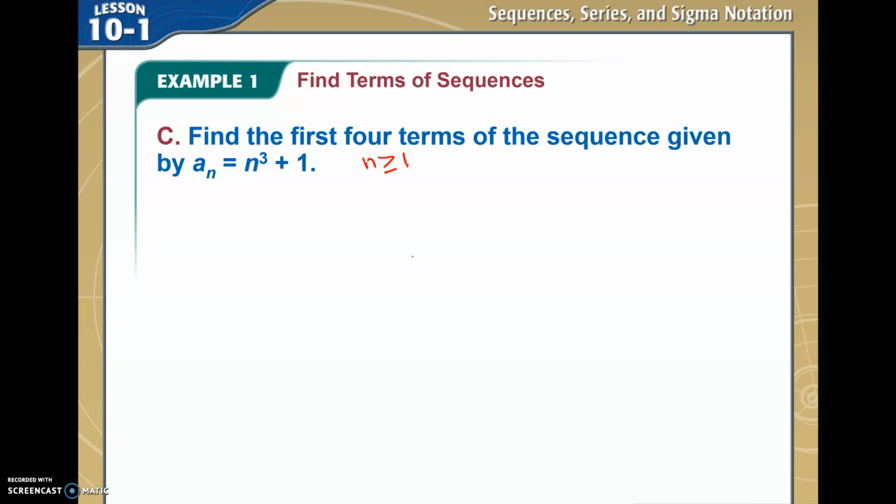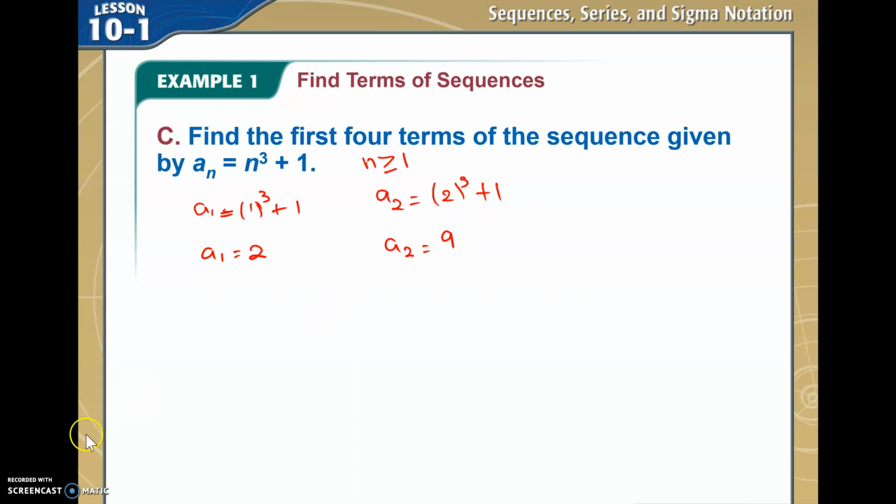When you say that n is greater than or equal to 1, what do you do? You replace the values of n. So you will say a1 equals 1 cubed plus 1. a1 represents the first term of your sequence. So a1 is equal to 2, and then you will find the second term, a2 equals 2 cubed plus 1. So a2 is equal to 2 cubed, which is 8, plus 1 is 9.